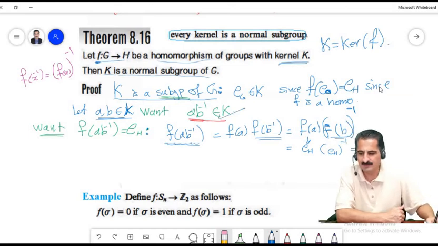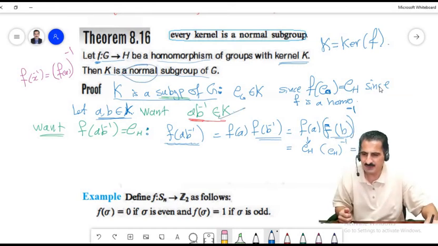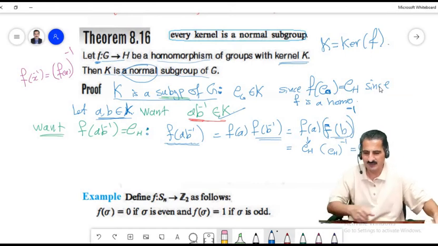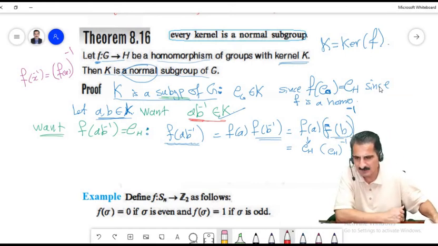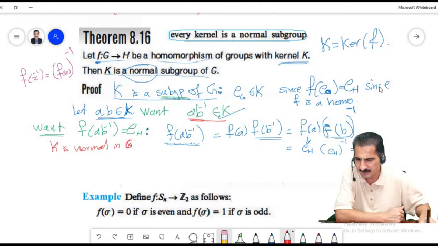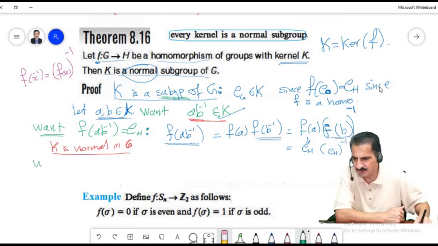Then we are done. Now it remains to prove that K is a normal subgroup, and we will do it this way. We want to say K is normal in G. How do we do it? We want to show that a inverse k a belongs to capital K for all elements a in the group G.